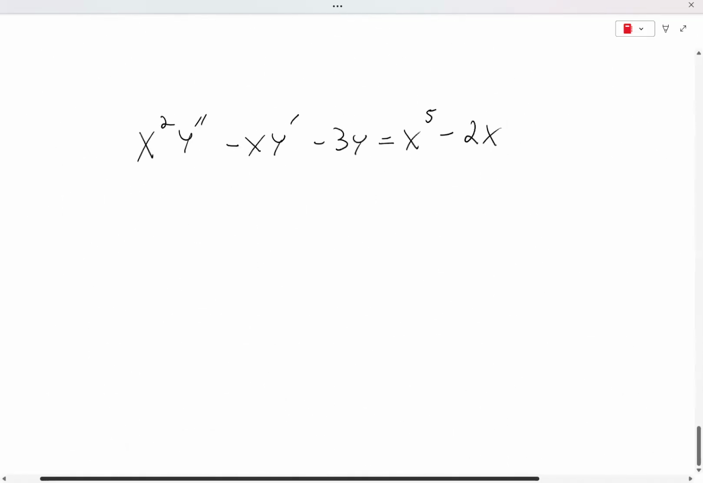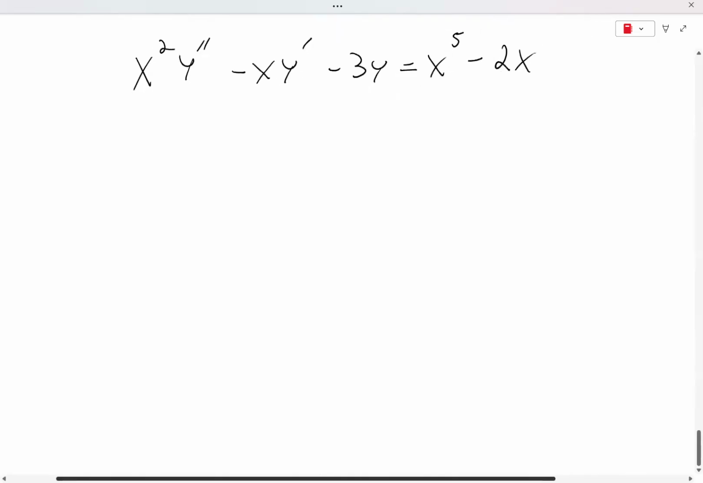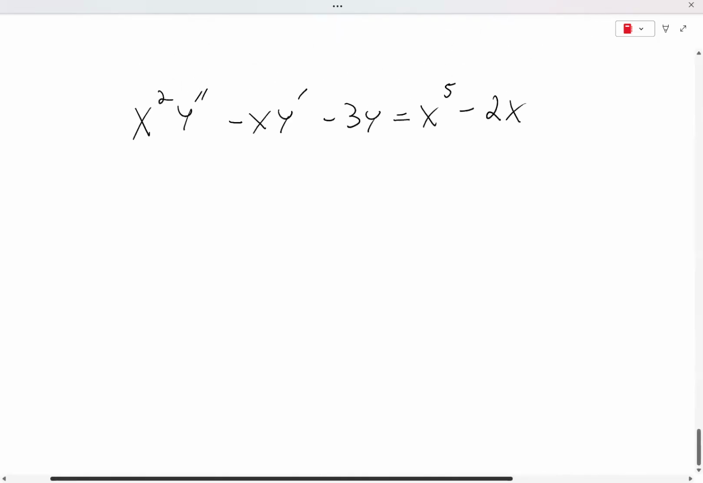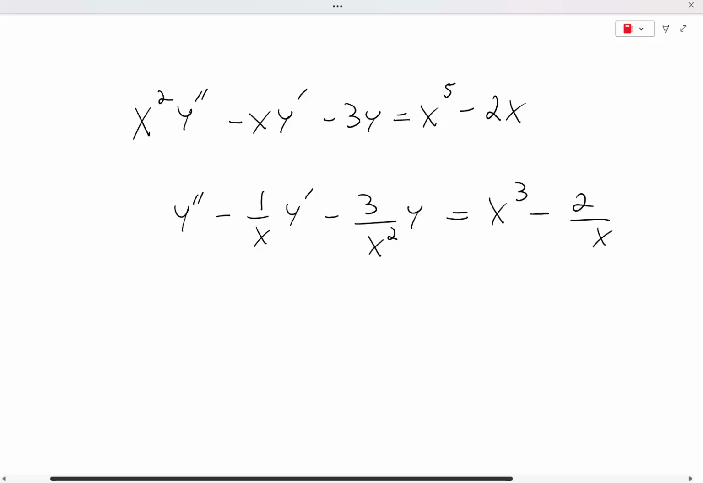If I do that, you've got to get in this form first. So you have y double prime minus 1 over x y prime minus 3 over x squared y is equal to, and then divide through by x squared here, and you get x cubed minus 2 over x, like that. If you divide it through, that's getting the right form. So you have a 1 in front there.